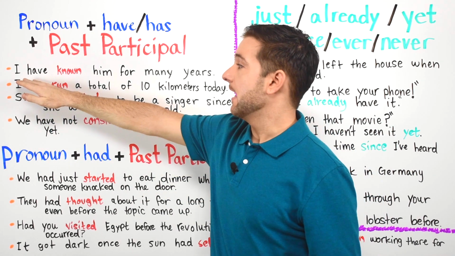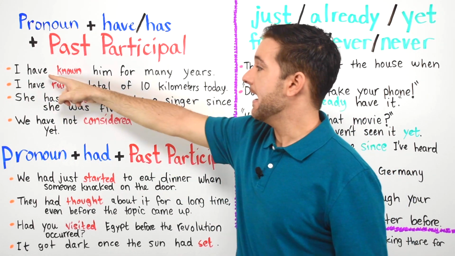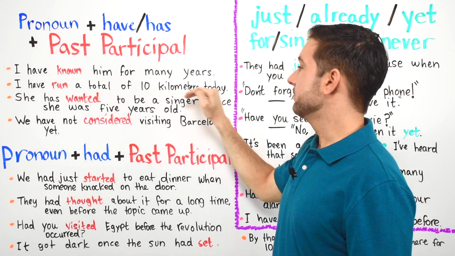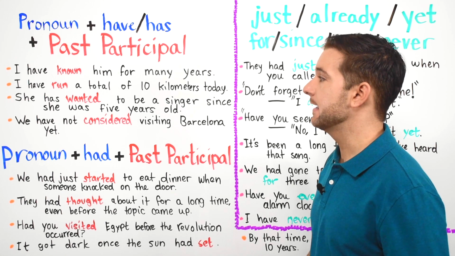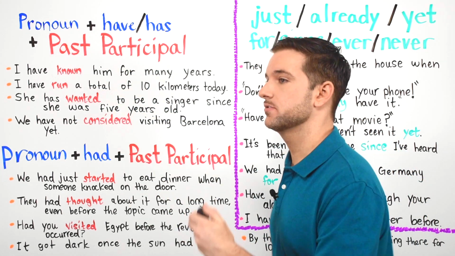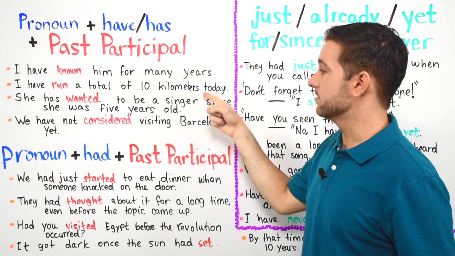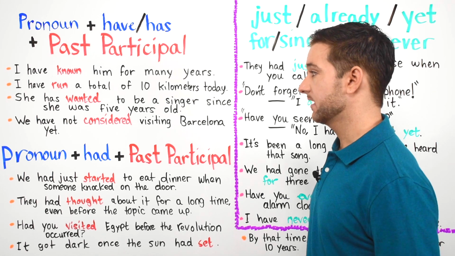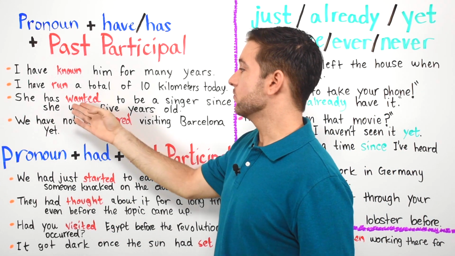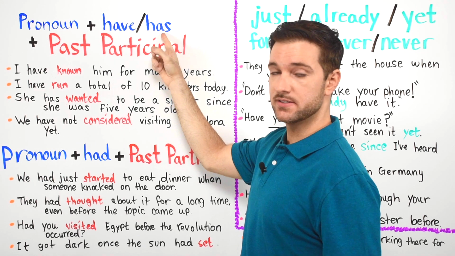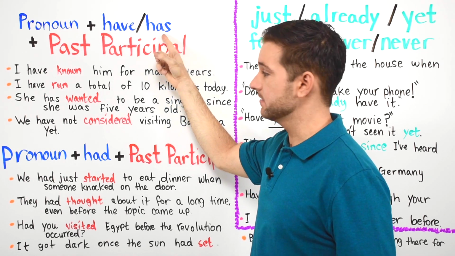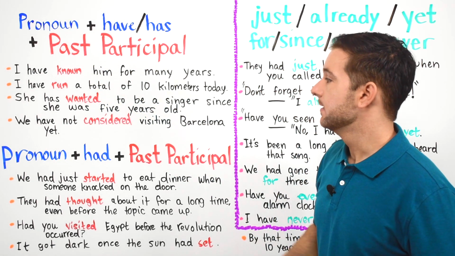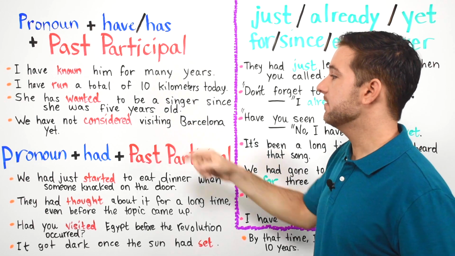So let's go ahead and look at the other examples here. So you can say, I have known him for many years, have known. I have run a total of 10 kilometers today. Okay, I have run, so you run a total of 10 kilometers today. That's a lot of running. Let's go to the next one. She has wanted, has, third person singular, she has, he has, it has. Wanted, past participle of the verb to want, to be a singer since she was 5 years old.